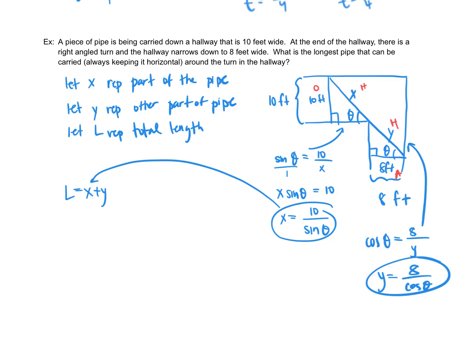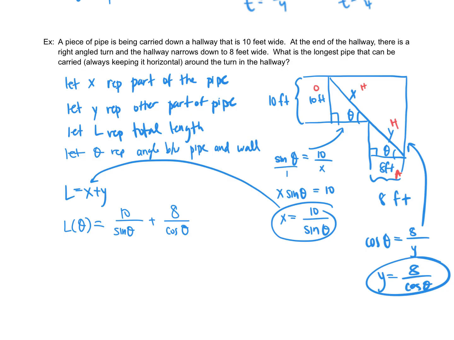So now I have expressions for x and y all in terms of that angle theta. So length in terms of theta equals 10 over sine theta plus 8 over cos theta. And I'm just going to make a little note here. Let theta represent the angle between the pipe and the wall.